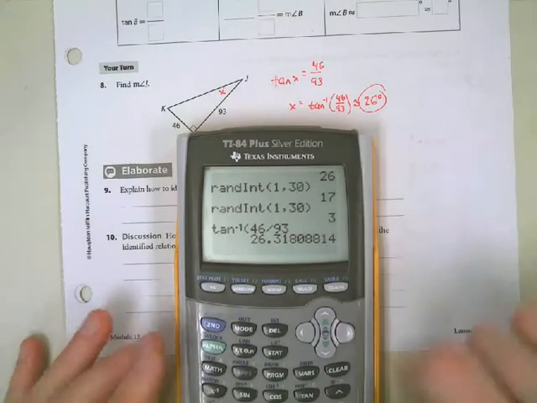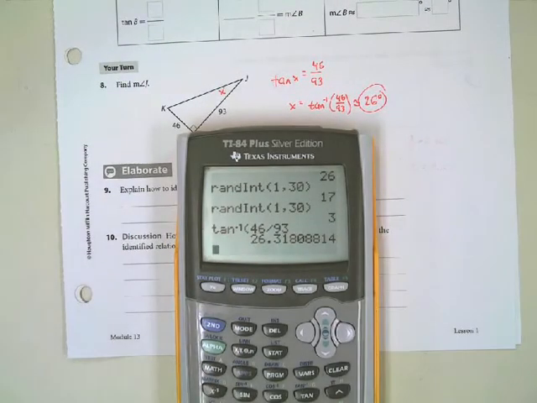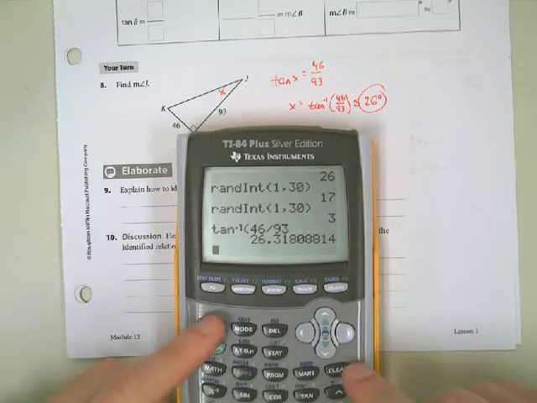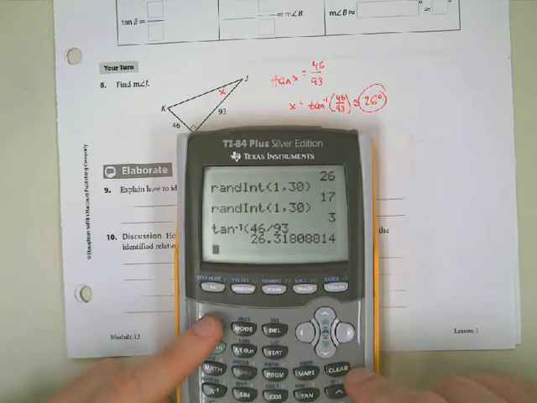So there's our answer. Questions on any of that? We're going to look at sine and cosine too, but it's the same setup, same idea. That's all we're learning today. That's all the new stuff. So any questions on tangent?